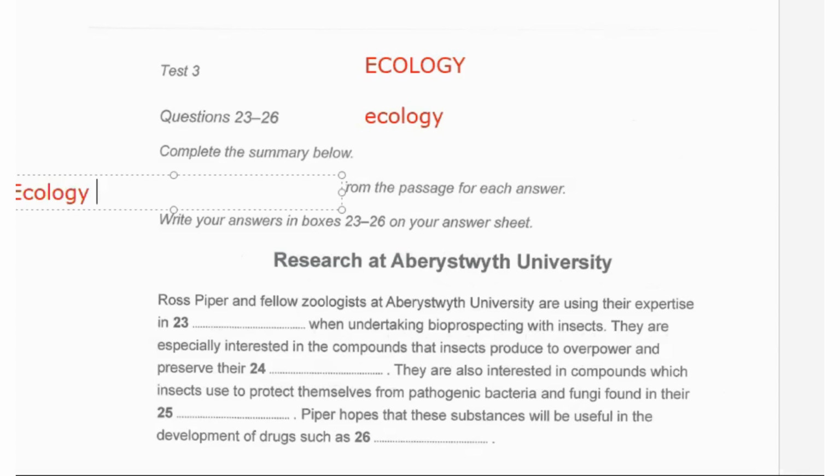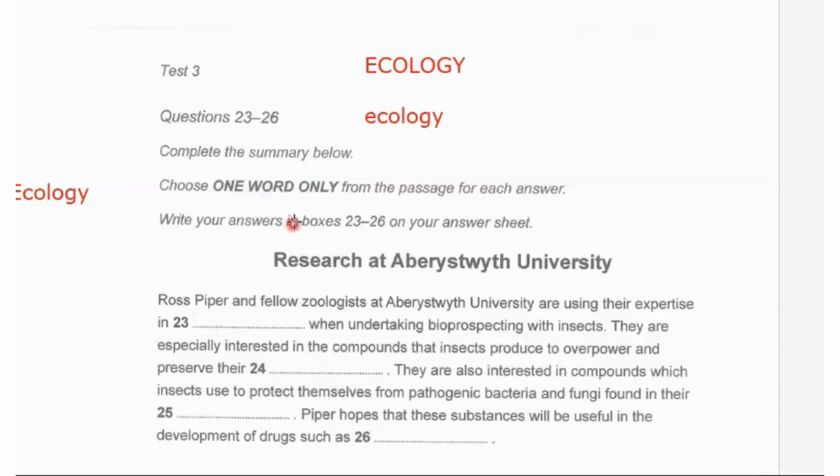Why? There are two reasons why you cannot write it this way. Ecology is not a proper noun. It's not the name of somebody. It's not like Piper. Piper is the name of somebody, so we can start with capital P. Aberystwyth is the name of a university, so we can start with capital A. Ecology is not the name of somebody or the name of a country. Ecology is not a proper noun, so you cannot start with capital E. That's reason number one. Reason number two is that this gap is not showing up at the beginning of a sentence, so you cannot write capital E, ecology. Those are the reasons. Okay?